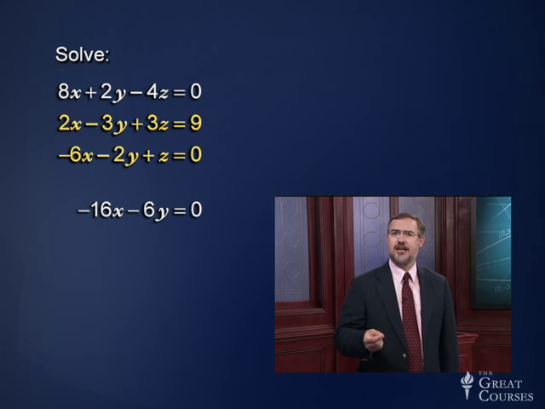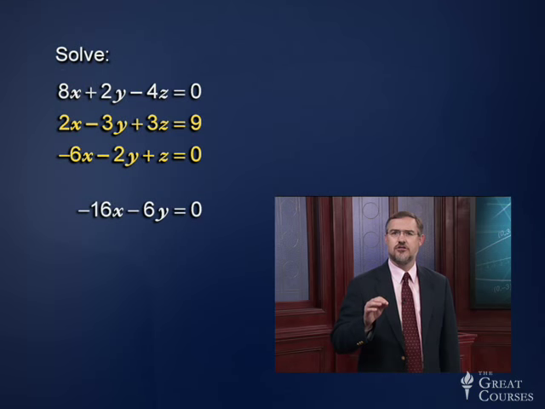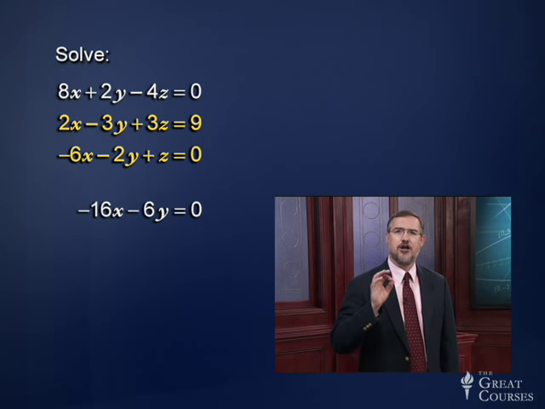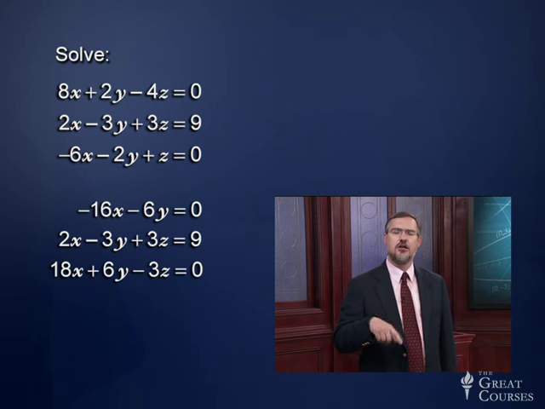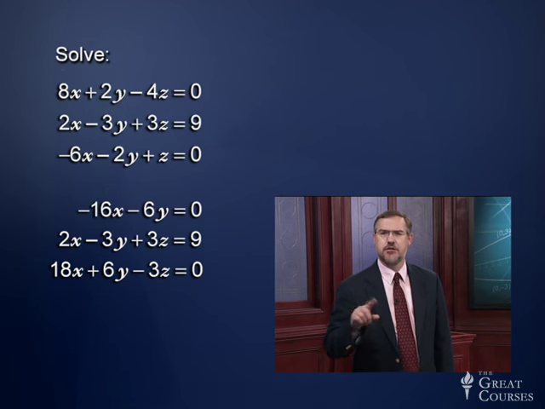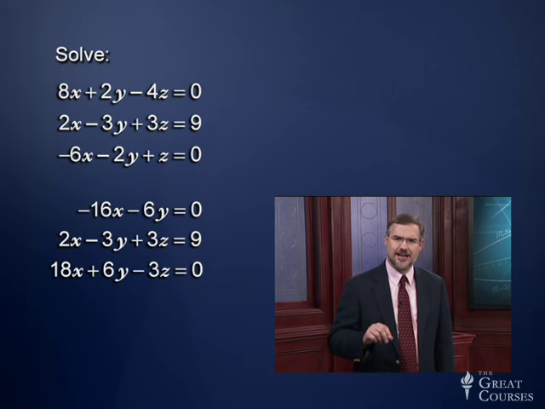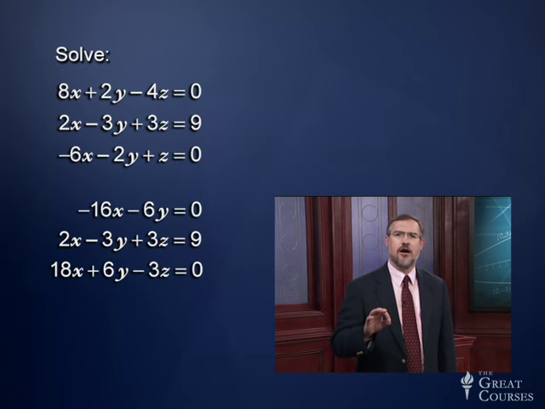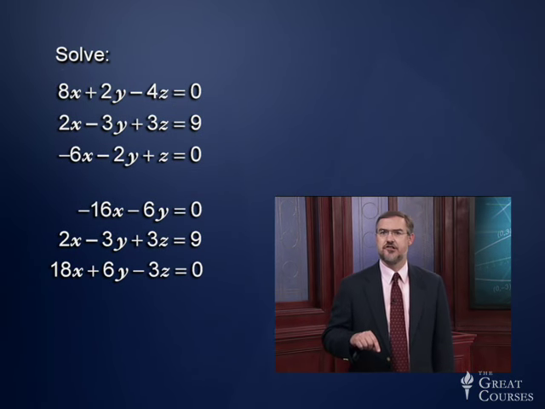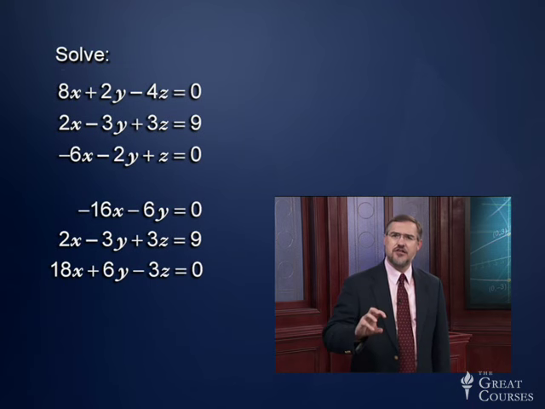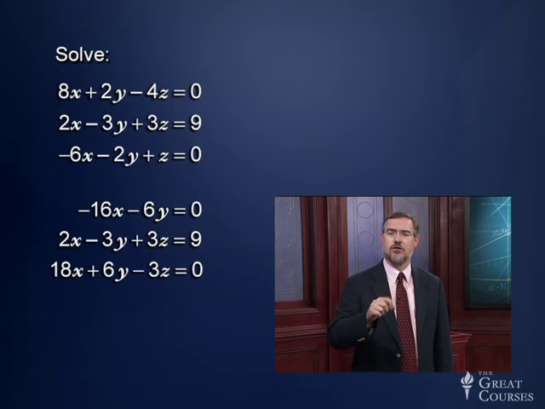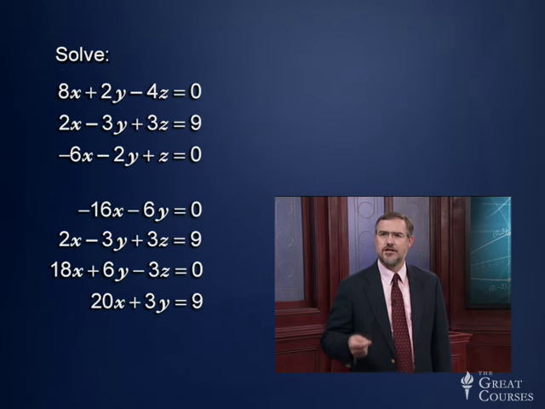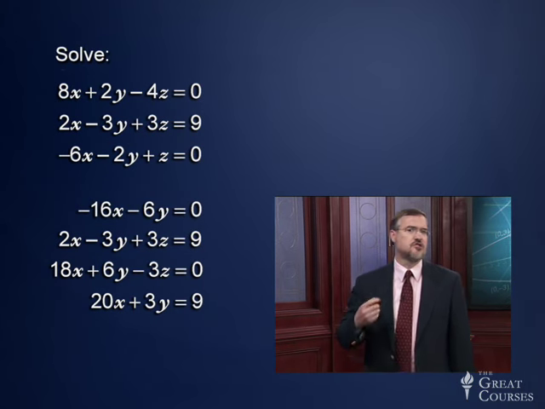This time I'm going to pick the second and the third of the original equations, and I'm going to multiply that third equation by a negative 3. And my new system then, or new subsystem as some people might call it, would be this. 2x minus 3y plus 3z equals 9, and 18x plus 6y minus 3z equals 0. Notice that if I add these two equations together, z will be eliminated again. That was my goal. And when I do that addition, I get 20x plus 3y equals 9.